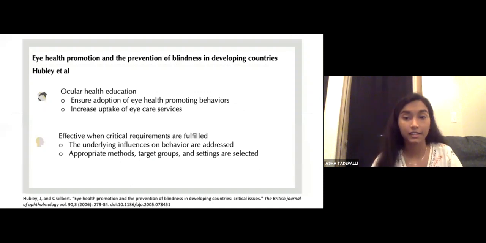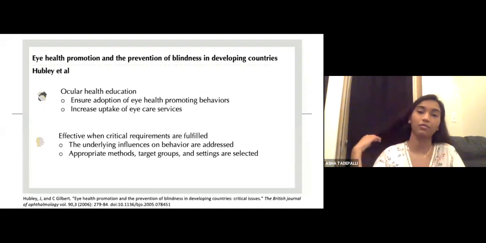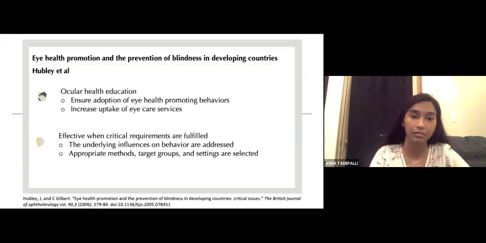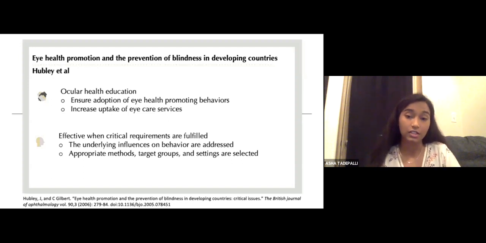As it relates to eye care, Hubley et al. proposed a framework in their article, Eye Health Promotion and Prevention of Blindness in Developing Countries. I understand this was for developing countries, and you'll see aspects that we might not think about day to day, but it does allow for more ocular health education. And he noted that ensuring adoption of eye health promoting behaviors and increasing uptake in eye care services was very important. They also found that education was fulfilled when underlying influences on behavior were addressed and appropriate methods, target groups, and settings are selected.